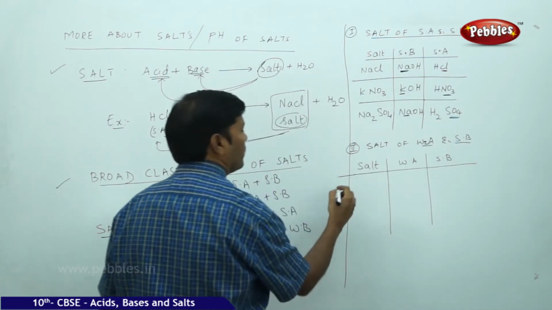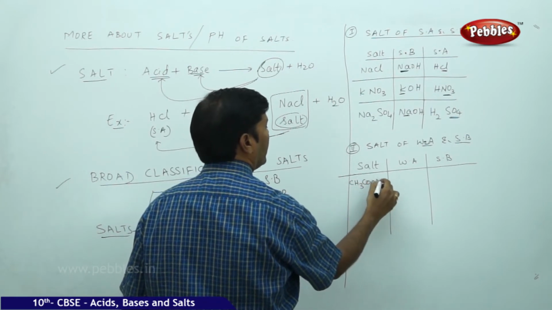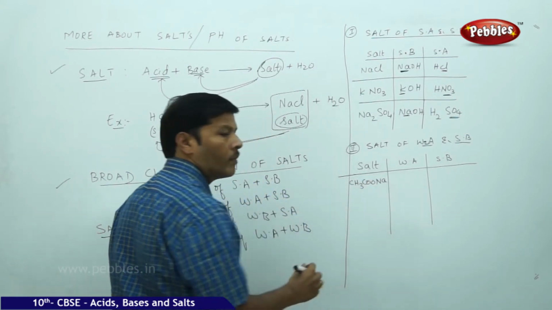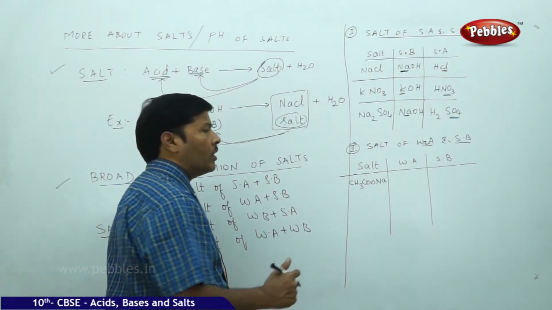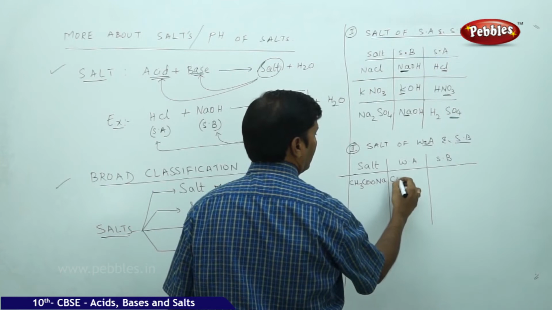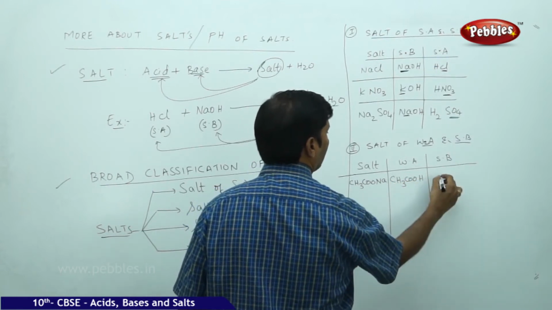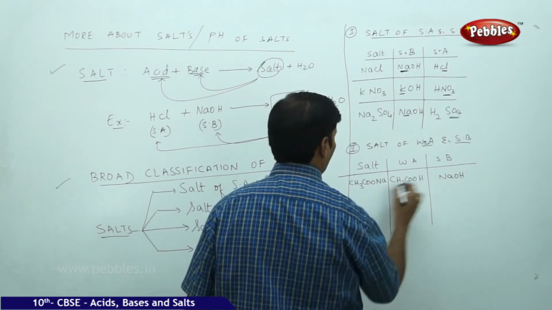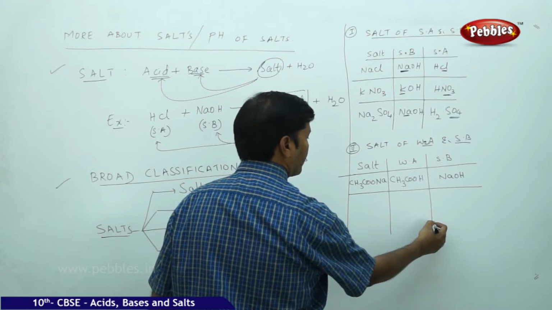If I am taking CH3COONa, this is sodium acetate. This sodium acetate contains weak acid, CH3COOH, acetic acid, and strong base NaOH. So you can just take this as a salt of weak acid and strong base.